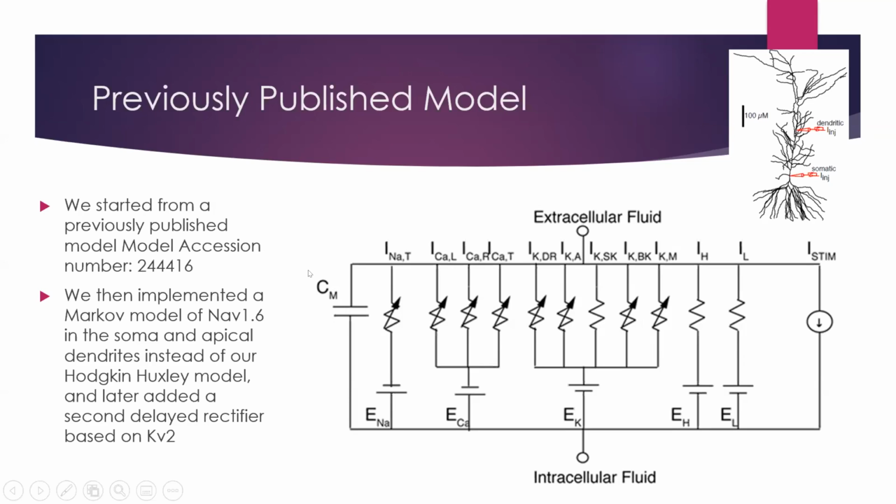We made a couple of changes to this model, and that's how we ended up modeling the adaptation. We replaced this sodium channel in the soma and the apical dendrites. This used to be a Hodgkin-Huxley type sodium model with the 3 activation gates and the inactivation gate. We replaced that with a Markov model. We also added a second potassium delayed rectifier, which I'm going to get to later.